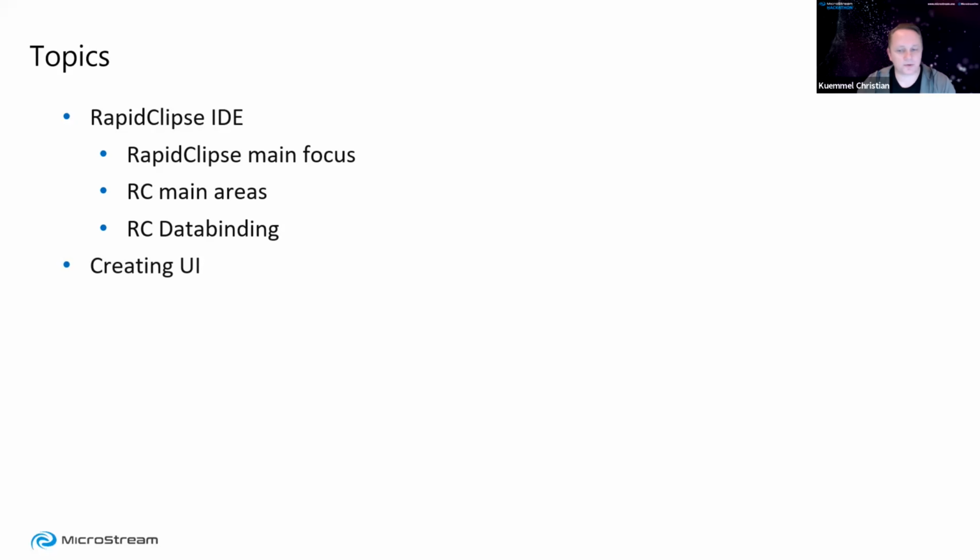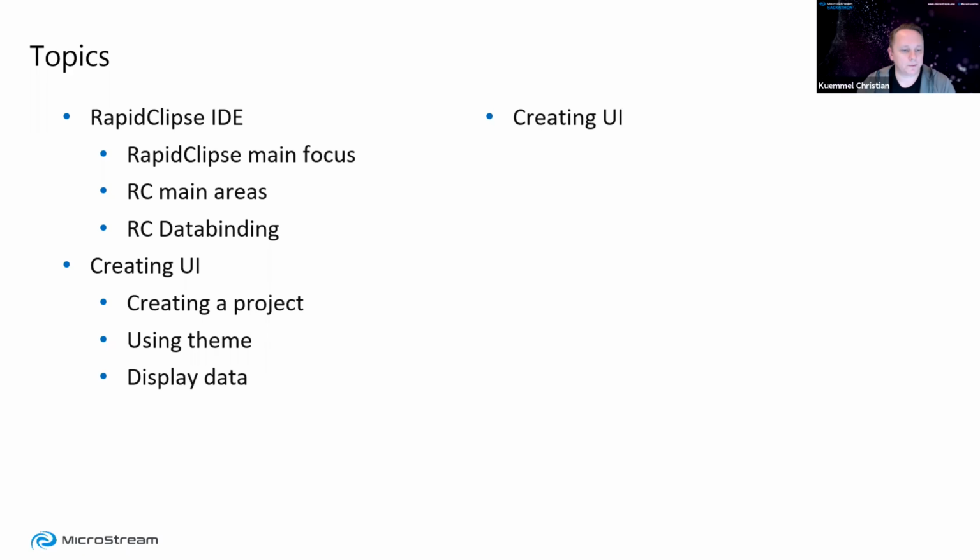And the second part is creating a UI from scratch, or creating a project from scratch. I'm going to start with creating the project using a theme. It's important because colors are very powerful. I want to display data. Before displaying data, we have to import data to a MicroStream database.